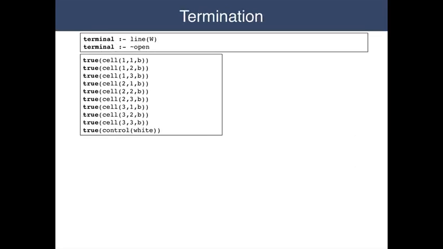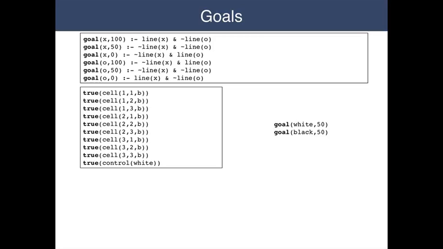Taking this input data and the logic program, we can check whether the state is terminal. In this case, it's not. There are cells containing B, which means it's open and there's no line. We can also compute the goal values of the state. Since the state is non-terminal, there's not much point in doing this, but the description does give values for the state, namely 50 for both white and black, since there's neither a line of X's nor a line of O's.